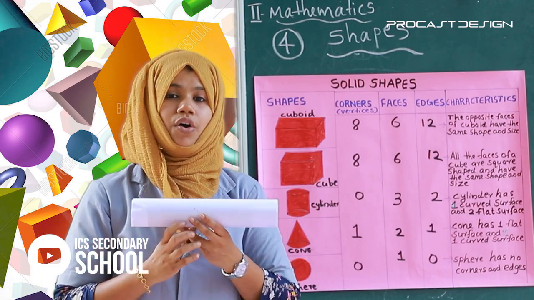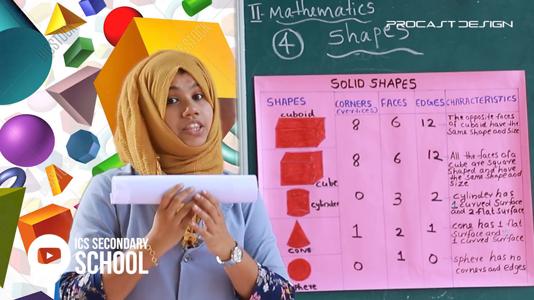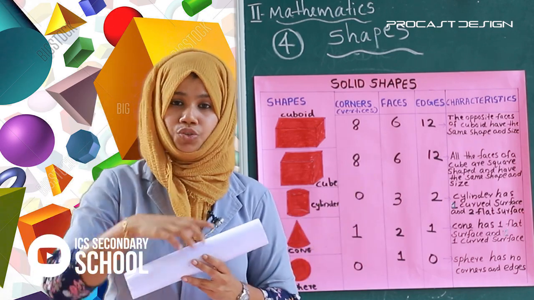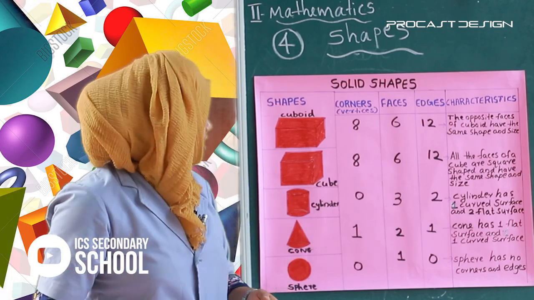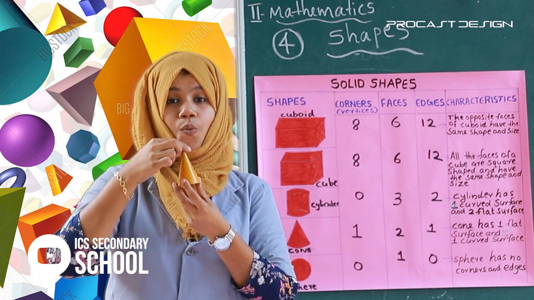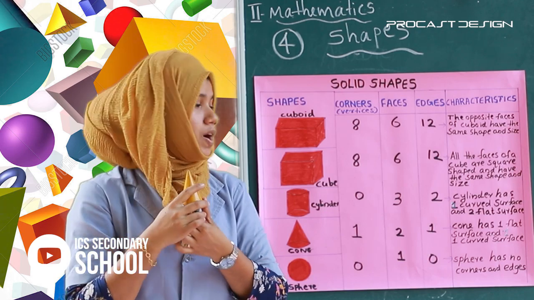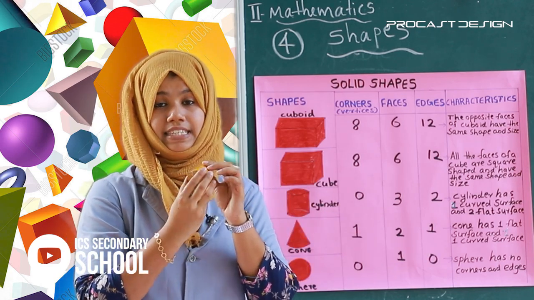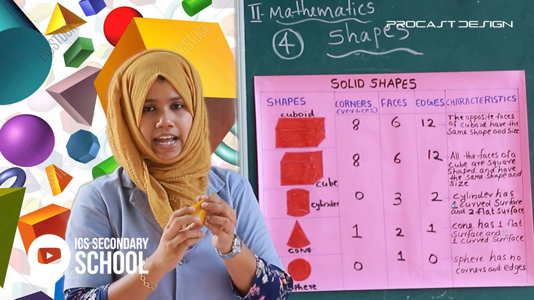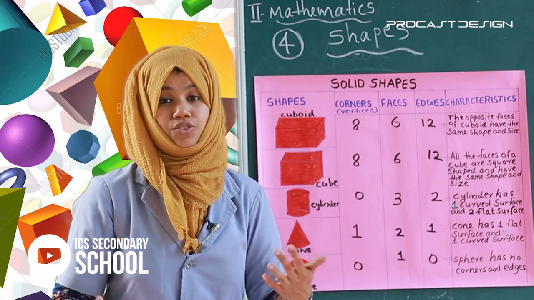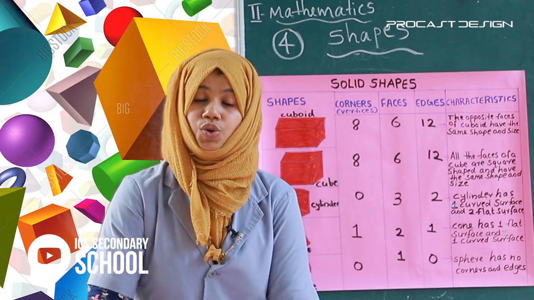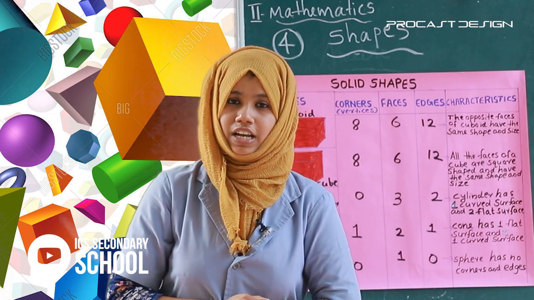Our next one is cylinder. This is the cylinder shape. In a cylinder there are no corners, 3 faces are there, 1 curved and 2 flat surfaces, and it has 2 edges. Next one is cone shaped. It has 1 corner and 2 faces, flat and curved, and 1 edge. The last one is sphere. It has no corners and no edges. It has only 1 surface itself. So this is about the solid shapes.